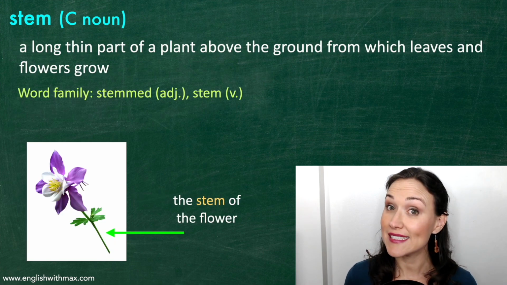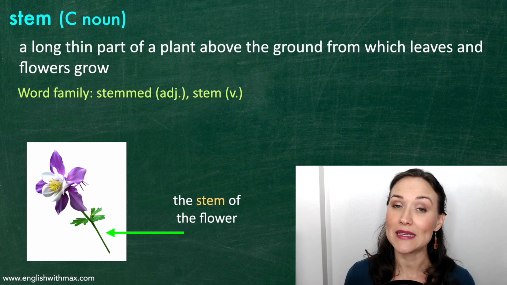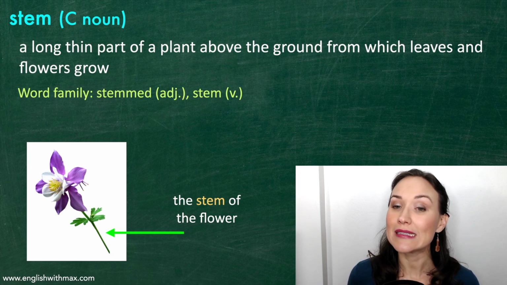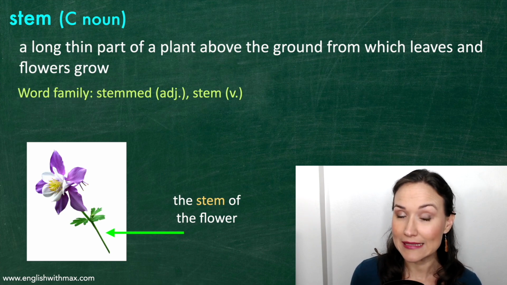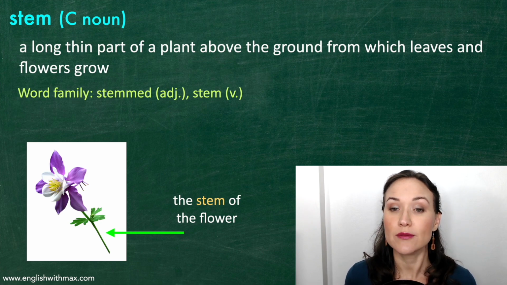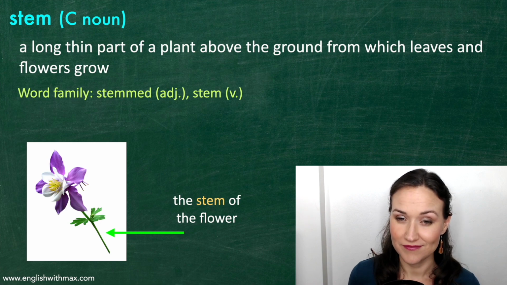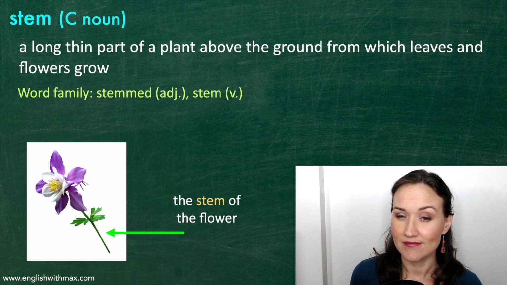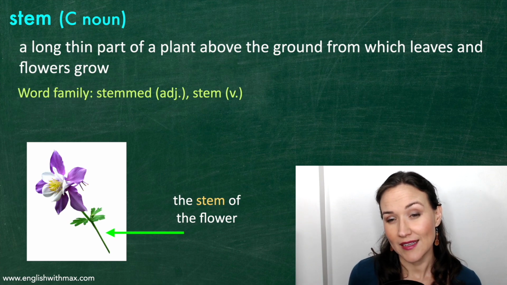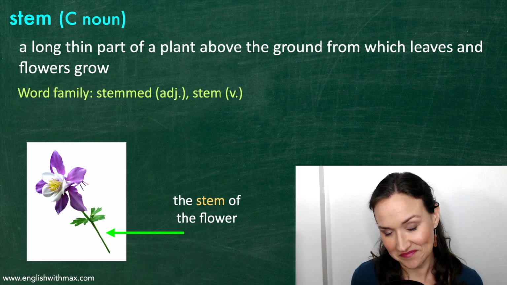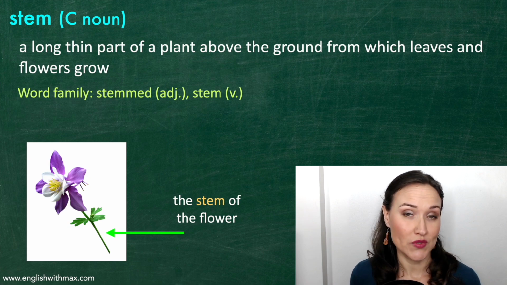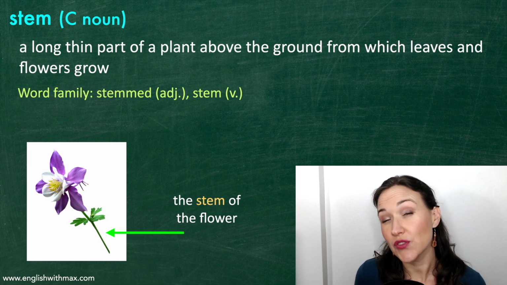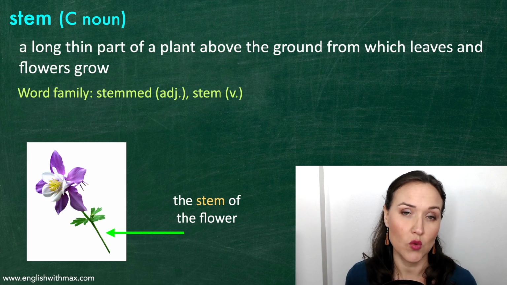Now we have stem. Stem is a countable noun. A stem is a long, thin part of a plant above the ground from which leaves and flowers grow. The adjective is stemmed. If something is stemmed, it has a stem. The verb is also stem. To stem something means to stop something from spreading or developing.